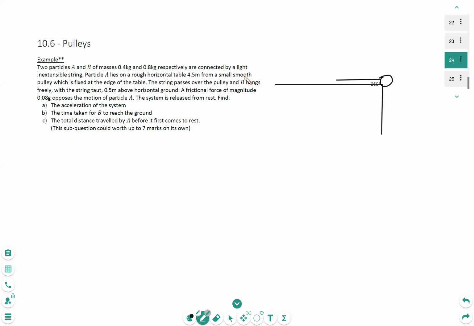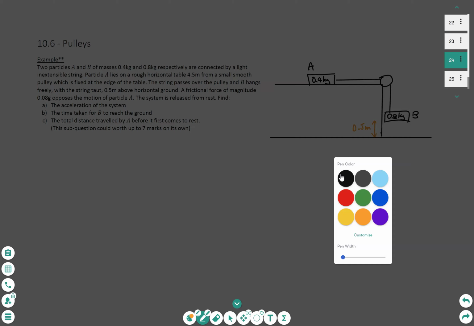So here's a pulley. This is particle A, and this is particle B. We're told that's 0.4 kilogram, so let's put it in there, 0.4 kilogram, and B is 0.8 kilogram. So what else have we been told? With the string taut, B hangs 0.5 meters above the ground. So we have the ground in here. I'm going to use a different color for the ground, just so that you know. The orange color means the distance.